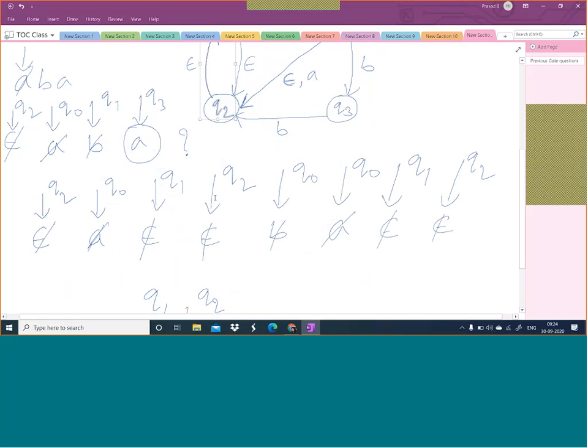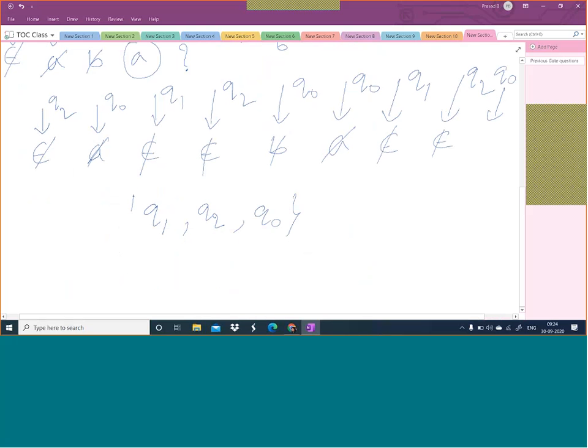Okay, so the possible states the machine can reach are... So what is the answer here? Q0, Q1, Q2. Option C. C is the right answer.